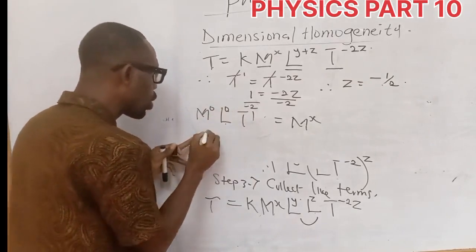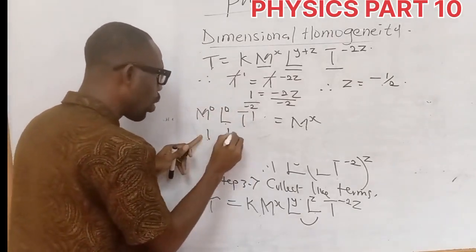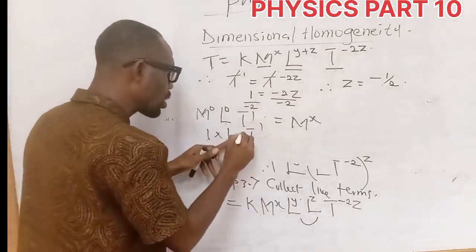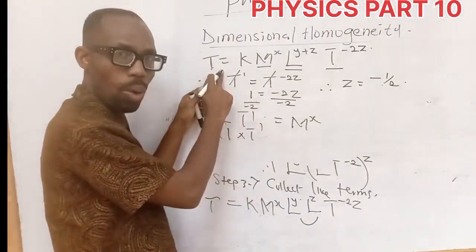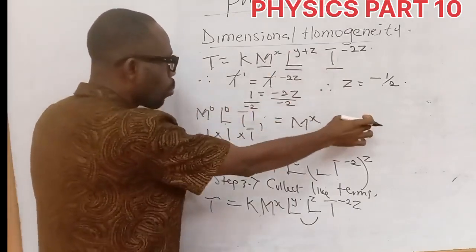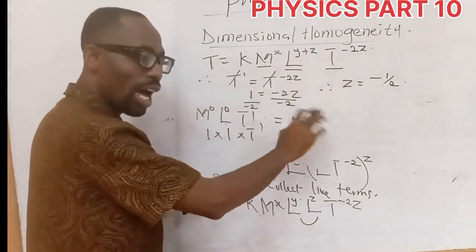Anything raised to power 0 is 1. So this is 1, this is 1, and this is t raised to power 1. 1 times 1 is 1, and then 1 times this t raised to power 1 will still give you t raised to power 1. So I'm explaining how you can bring the dimension to equate, to be able to get your power as your final answer.